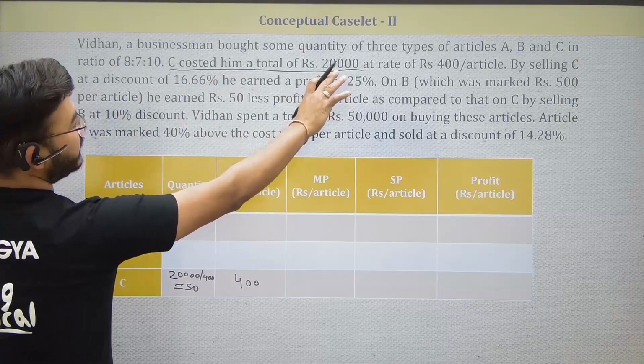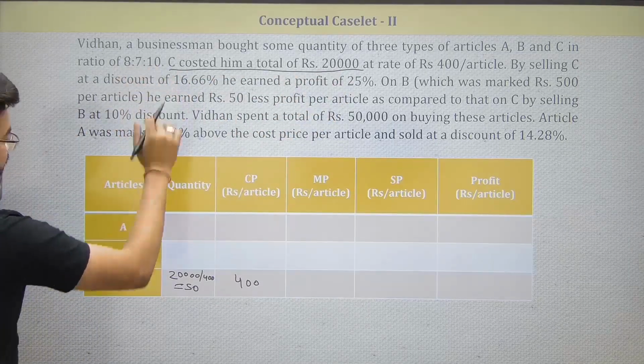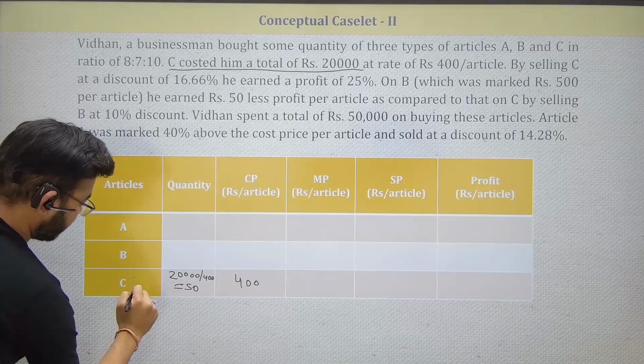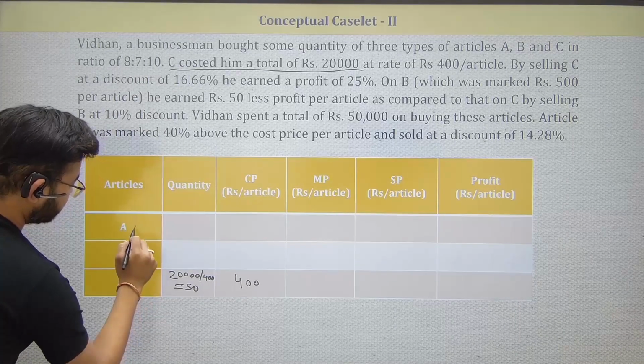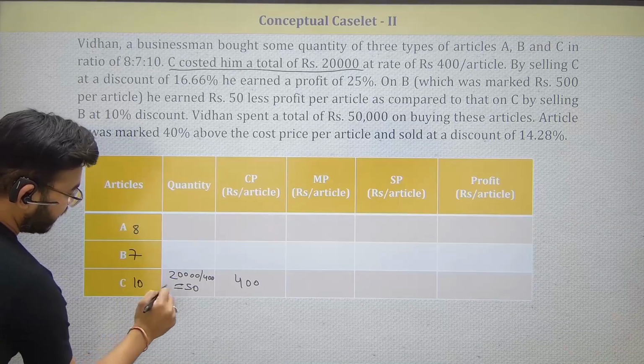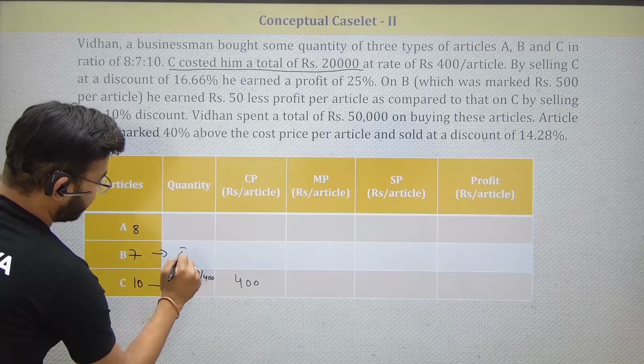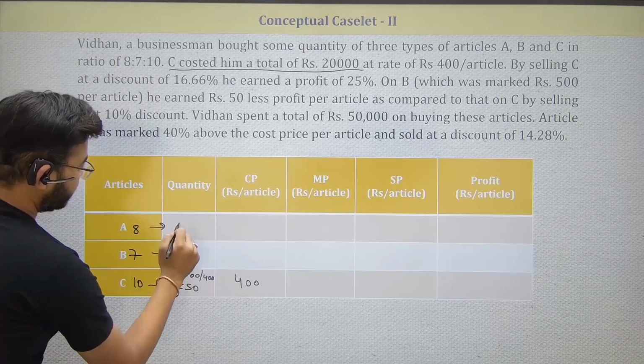And the ratio of A, B, C is given to us as 8, 7 and 10. So 8, 7 and 10. Now we know that the value of 10 parts is given to us. So 10 parts value is 50. That means 7 parts value will be 35. 8 parts value will be 40.